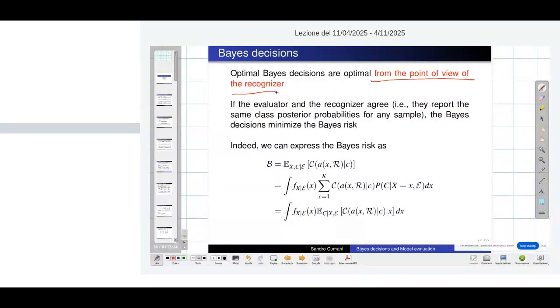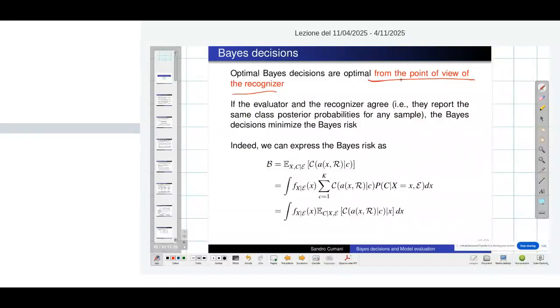Now, as we said, the Bayes decisions are optimal from the point of view of the recognizer. How are they related to the Bayes risk that we saw yesterday? In both cases, we had an expectation. Here we try to minimize the expected cost of an action. Yesterday, we measured the expected cost of the actions made by the recognizers. Are these two related? The answer is yes.